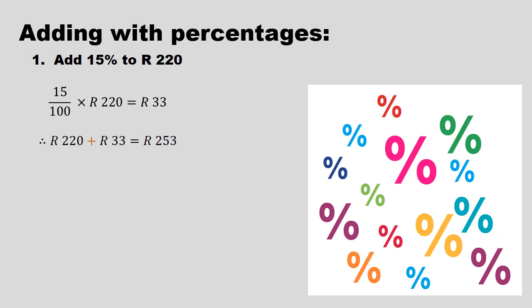Okay, so to figure out what is 15%, we want to first work out what is 15% of the 220 Rand. So we're going to work it out as we did in our previous slide. 15 over 100 times 220 Rand gives you 33 Rand. And because they say you have to add it, then you say 220 plus the 33 Rand gives you 253 Rand.